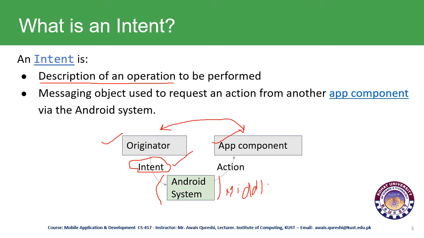It acts as a middleman with the help of which this communication is possible. This Android system communicates with this app component, and it acts as a middleware, a middleman or an agent. With the help of this agent, the communication between these two app components is possible.